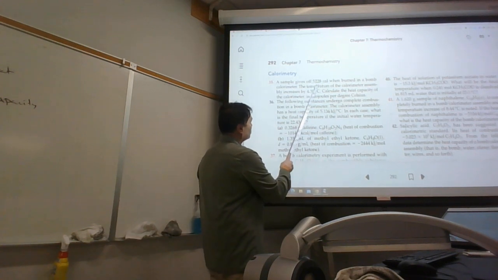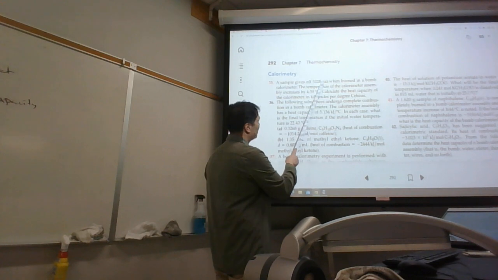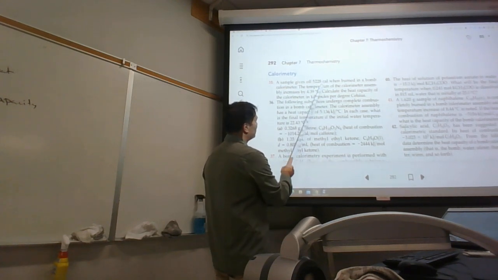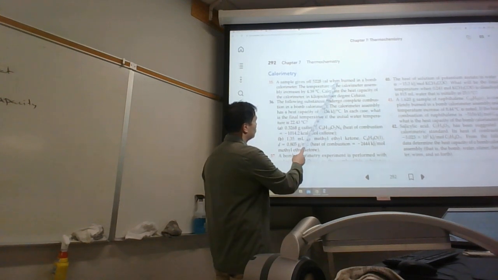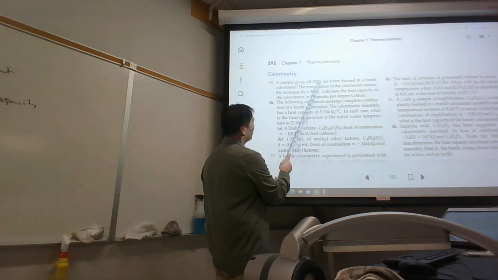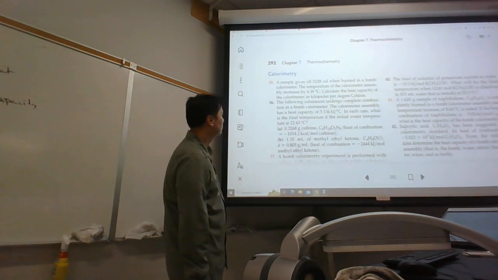So 5,228 calories increase the temperature by 4.39. So we take this divided by that, that gives us the calories per degree C per bomb. There's only one bomb. But what we need to do is change calories to kilojoules. So we'll go calories to joules, joules to kilojoules. But where did this 5,228 calories come from? That we have to figure out.